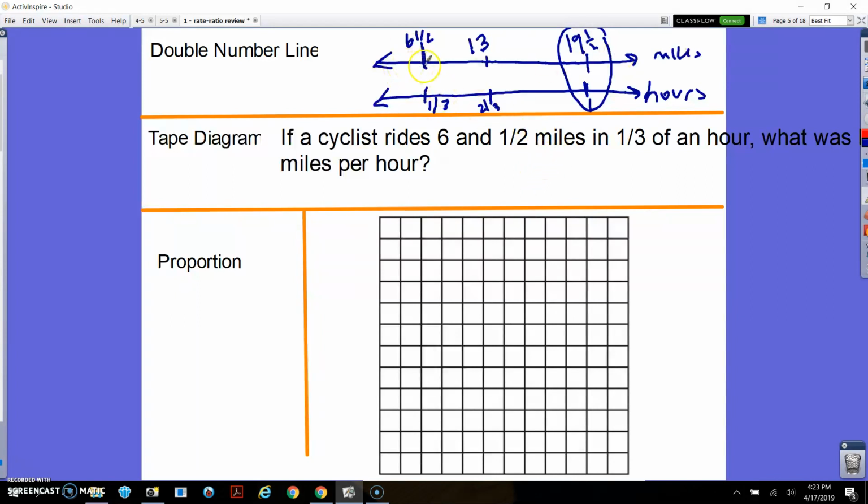Great one for a double number line. It's great when you go this way. Double number lines are not as great, they can be, depending on what you think of them and how you reason with them, if you have to go backwards. They can be a little tougher. Okay, I'll come back to tape diagram.